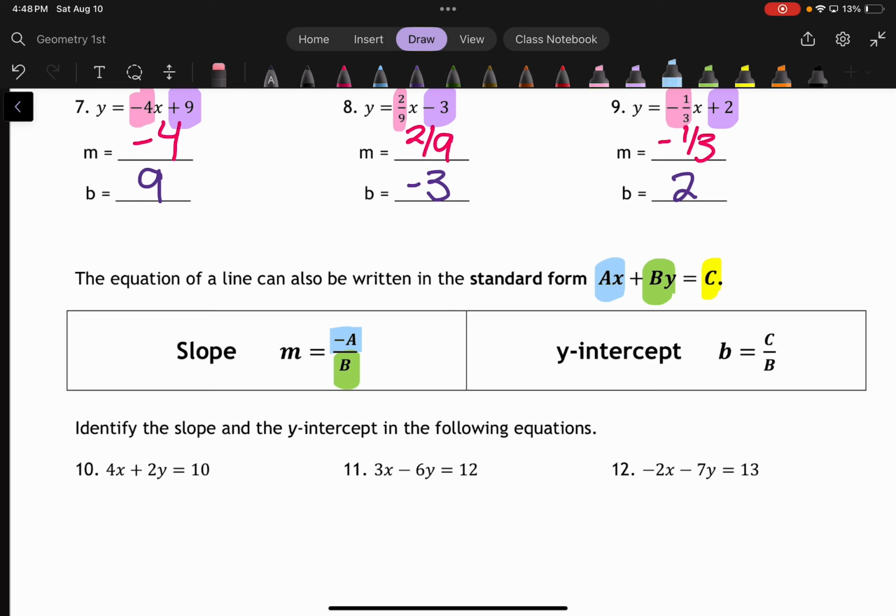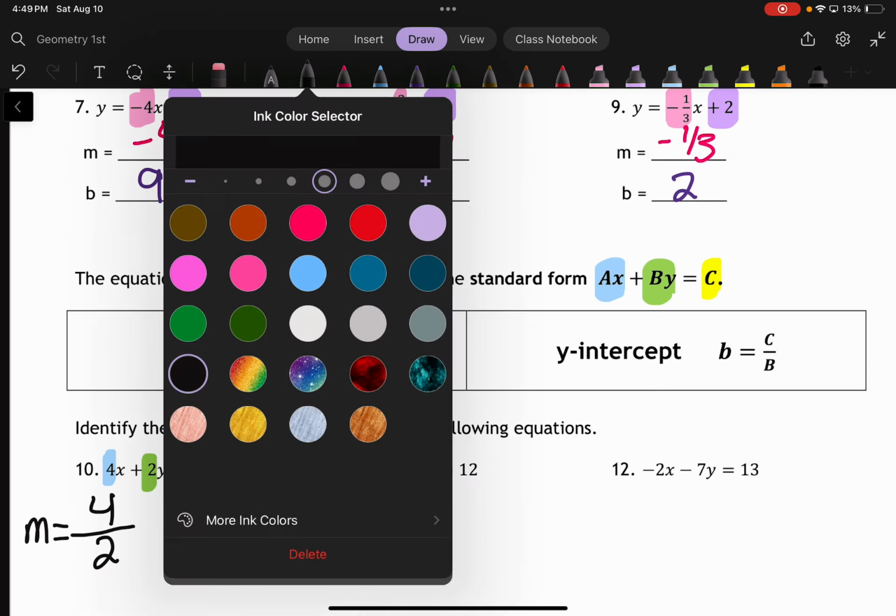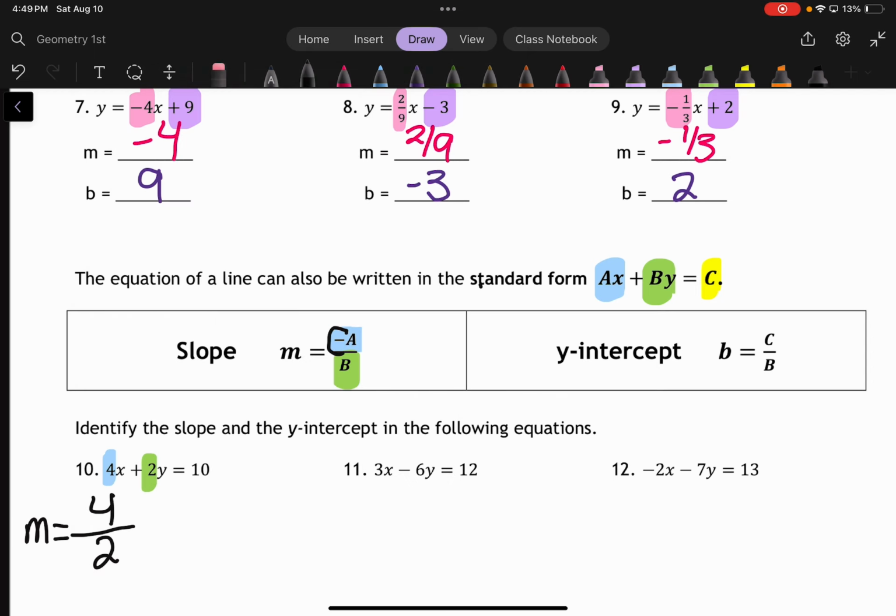So for example here, our a is the number in front of the x, which is 4. And then our b is the number in front of the y, which is 2. And then the formula calls for you to put a negative in front of the a. So that's what I'm going to do here. I'm going to put a negative in front of the a. And so -4 over 2 is going to reduce to -2.